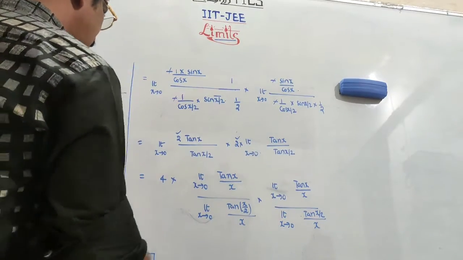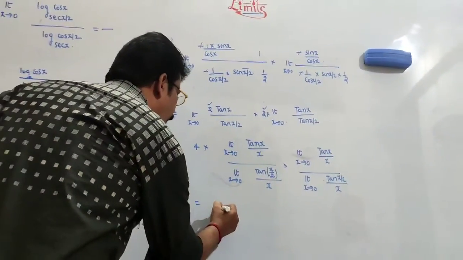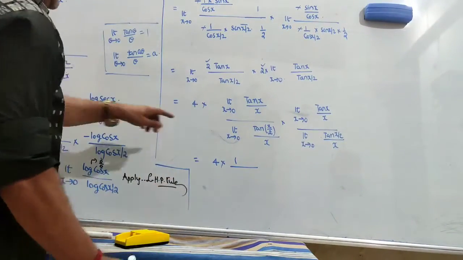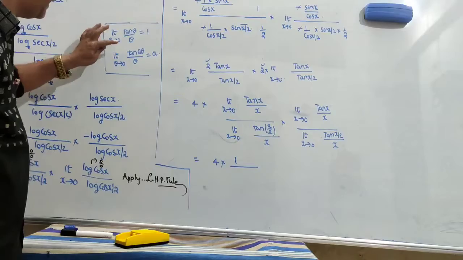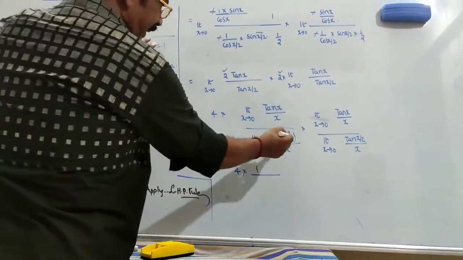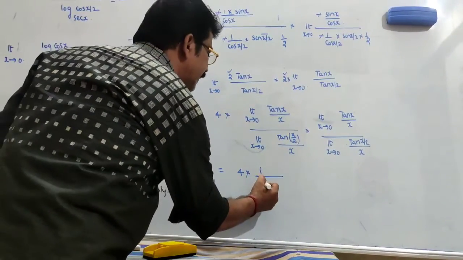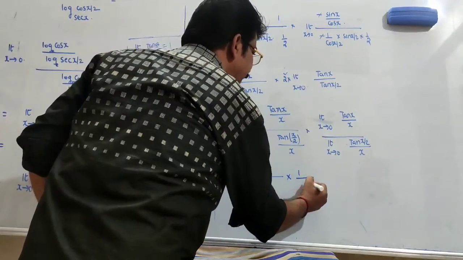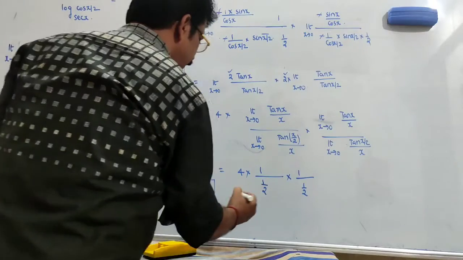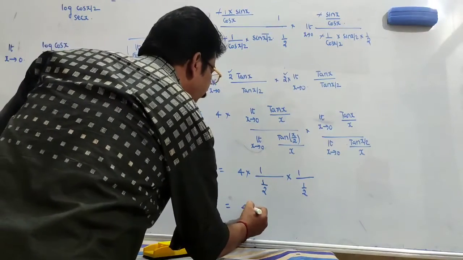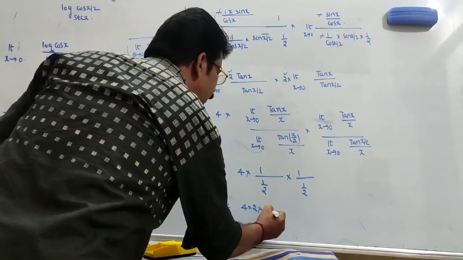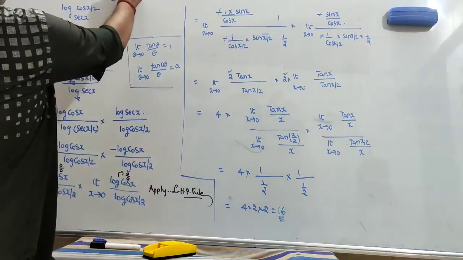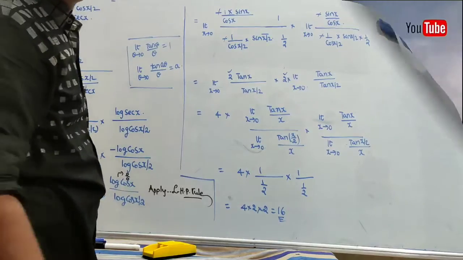So that is equal to 4 into, the numerator is 1, divided by the denominator, which is in this form, a means what? Here 1 by 2. So simply it is 1 divided by 1 by 2. So that is equal to 4 into 2 into 2. That is equal to 16. The answer is 16. Hence the problem.